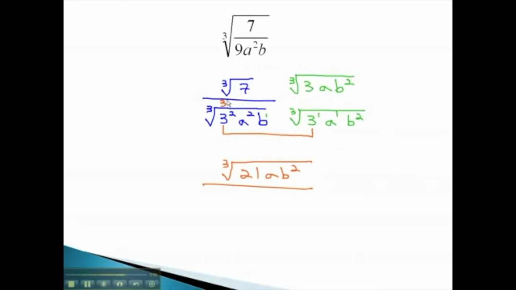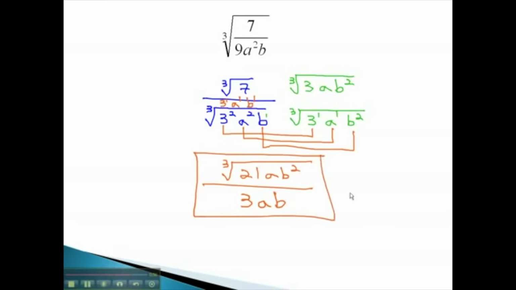Dividing the exponent by 3 gives us 1 coming out. A cubed. Dividing the exponent by 3 gives us 1 coming out. And b cubed. Dividing the exponent by 3 gives us 1 coming out. With no radicals left, we simply have 3ab for our final answer.